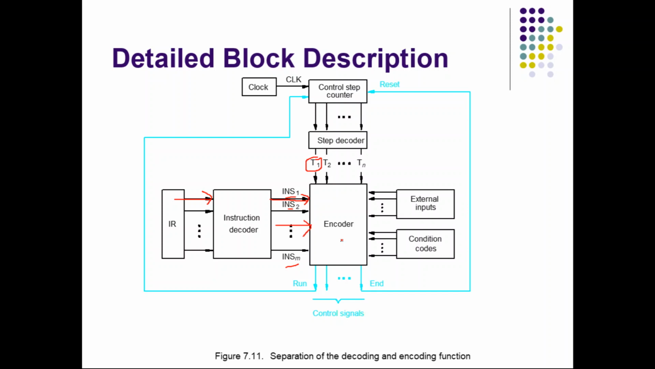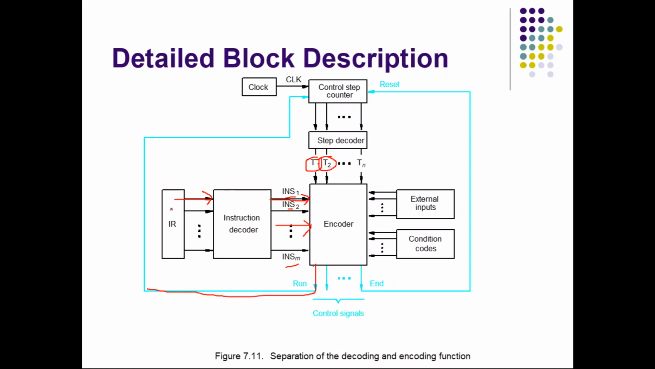And here, you can see there is something called run. Run is used to increment the step counter. Initially the step counter will be 1. Once one step, whatever task is to be done, is complete, then run will be enabled. Once run is enabled, the counter will increment. Now it moves on to time 2.